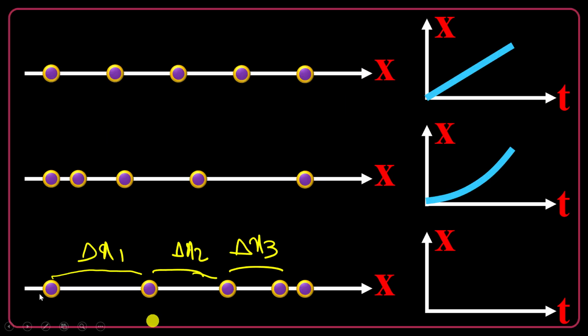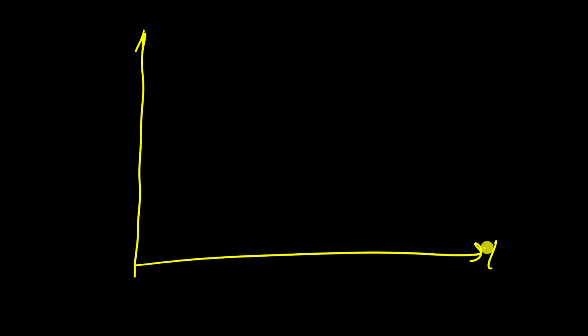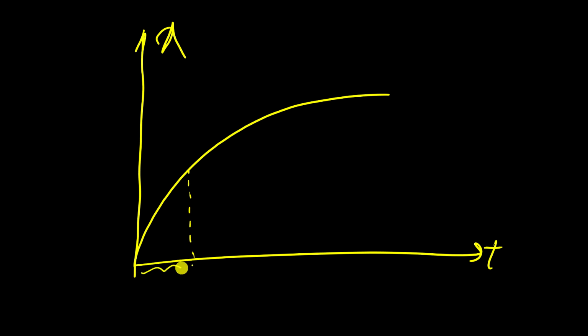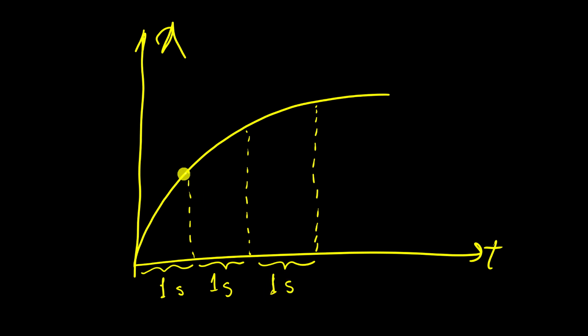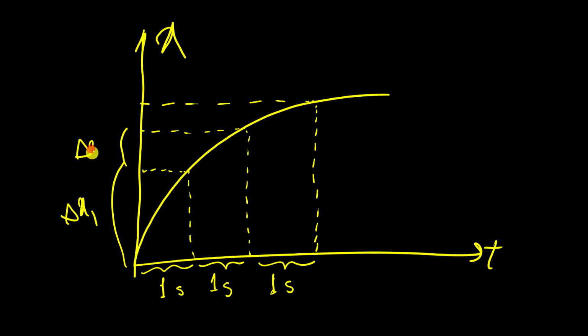For the slowing down motion, I expect something like this. Let's say this is the xt graph, and then I draw it like that. It is again not a linear graph, but as you see, if I take delta t to be 1 second here, and again another delta t of 1 second, in the upcoming seconds the object will displace less. I mean, delta x1 is larger than delta x2, and delta x2 is even larger than delta x3. So it's going to be a slowing down motion, okay?